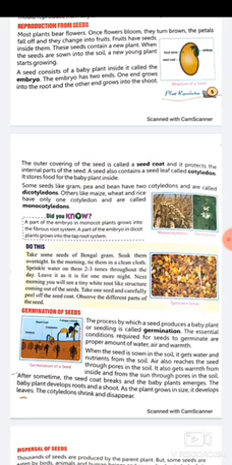Now, what is the meaning of cotyledon? A part inside a seed that looks like a small leaf, which the developing plant uses as a store of food. Cotyledons are the first part of the seed to appear above the ground when it begins to grow. Okay? Now, some seeds like gram, pea and bean have two cotyledons and are called dicotyledons. Others like maize, wheat and rice have only one cotyledon and are called monocotyledons.